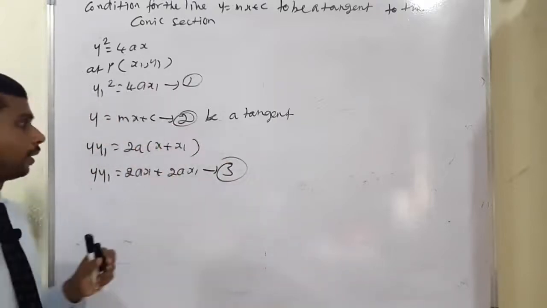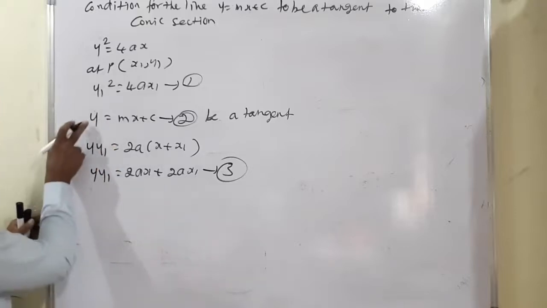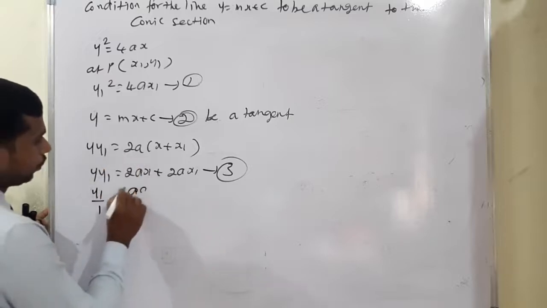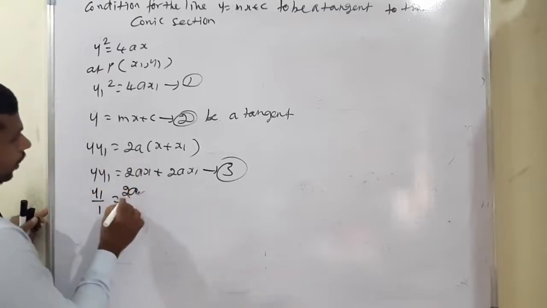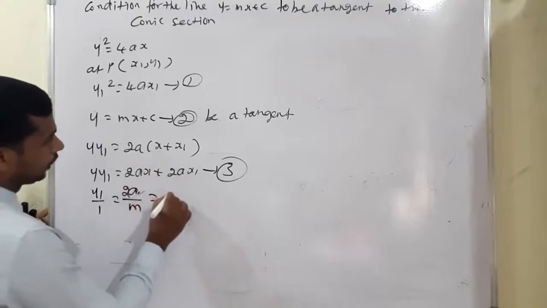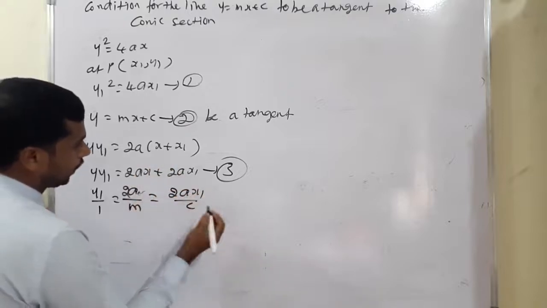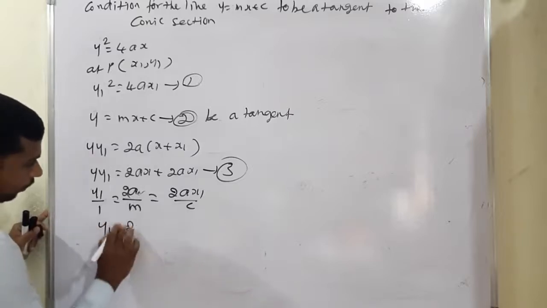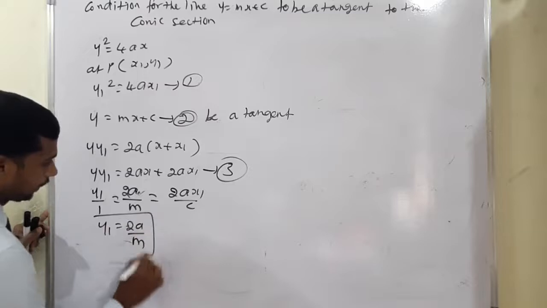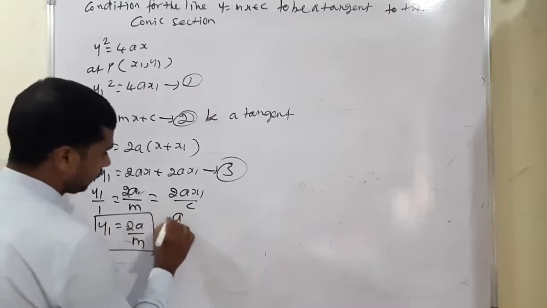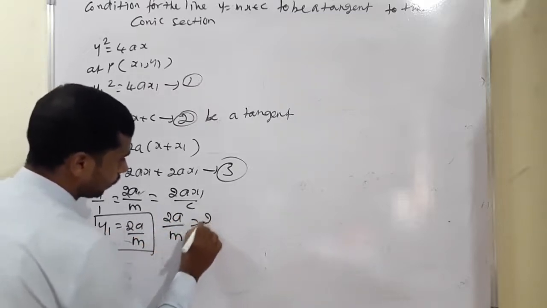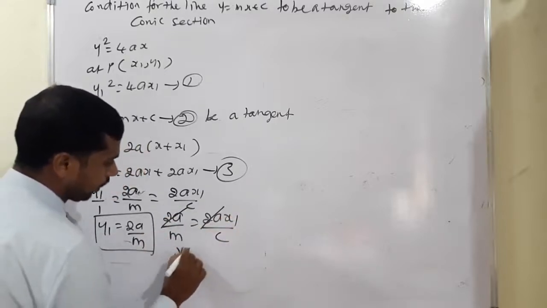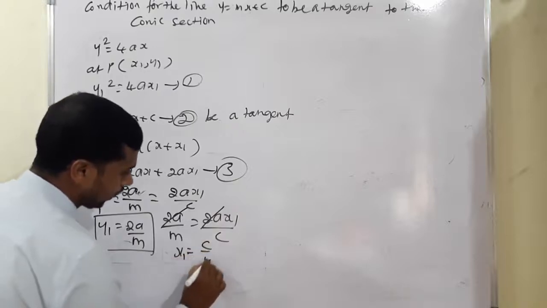According to the proportional theorem, ratio term, what will happen? Consider coefficient of y, means y1 divided by 1 is equal to 2a divided by m is equal to constant term 2ax1 divided by c. So equating first and second term, y1 is equal to 2a by m, as well as second condition, 2a divided by m is equal to 2ax1 divided by c. Again 2a cancel means x1 is equal to c by m.